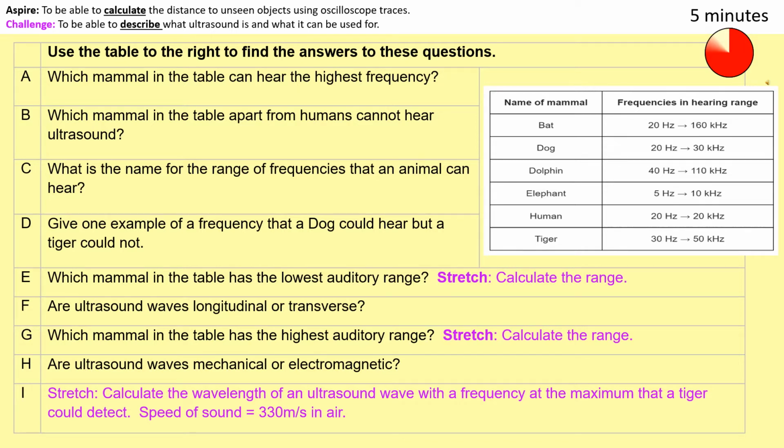G, which mammal in the table has the highest auditory range? Again, you're going to have to calculate some ranges and see which one is the biggest range. Remember, range means difference. And for this stretch, if you could tell me that range, that would be even better.